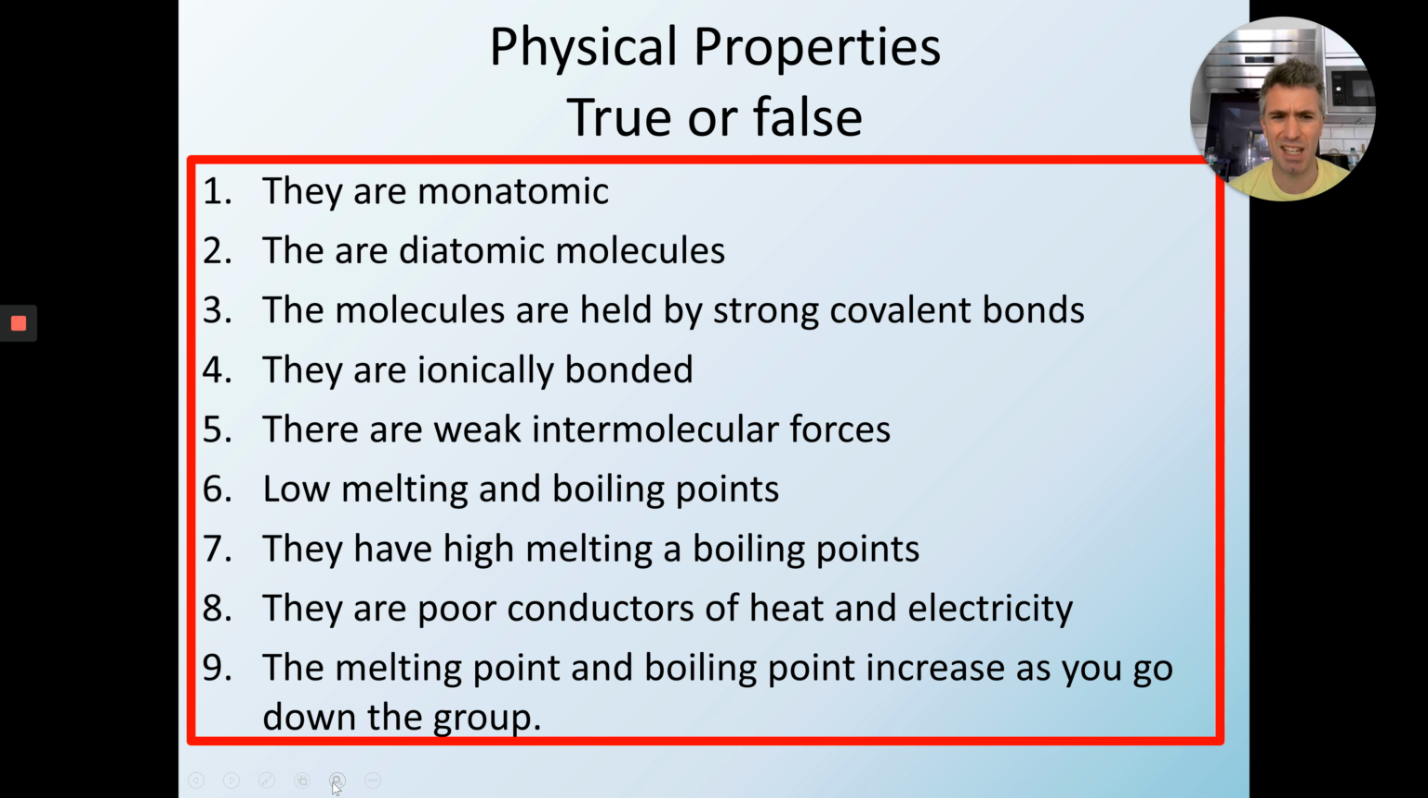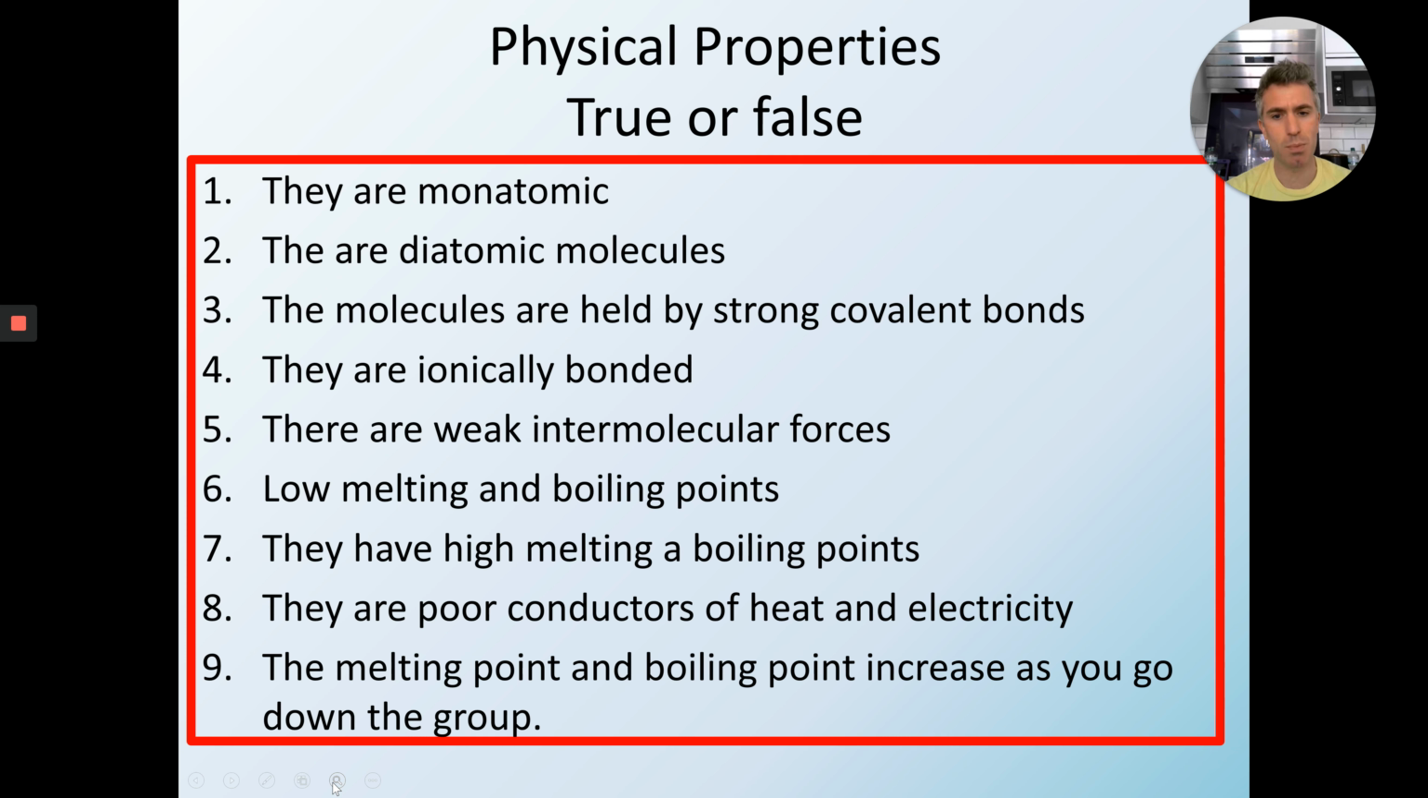True or false? Easy. 1 to 9. Write those numbers 1 to 9 in your book, and then do the questions. I'll read them for you because I'm kind like that. True or false about the halogens? They are monatomic. They are diatomic molecules. They can't be both. So which is it?